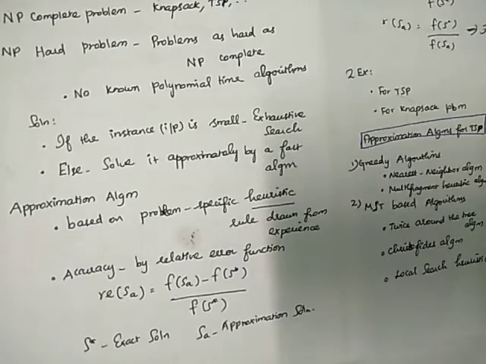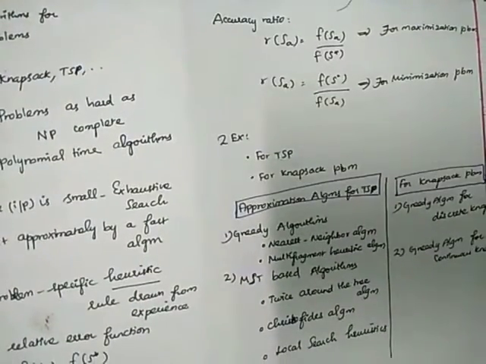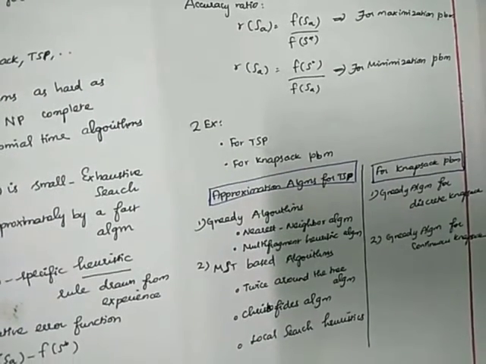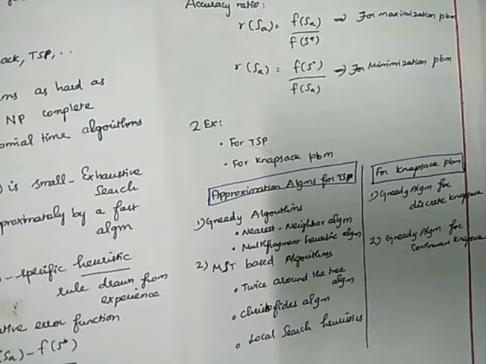So the accuracy ratio can be given as, for a maximization type of problem, R of SA is equal to f of SA divided by f of S star. For a minimization problem, R of SA is equal to f of S star divided by f of SA. These approximation algorithms can be explained by taking two examples, the traveling salesperson problem and the knapsack problem.